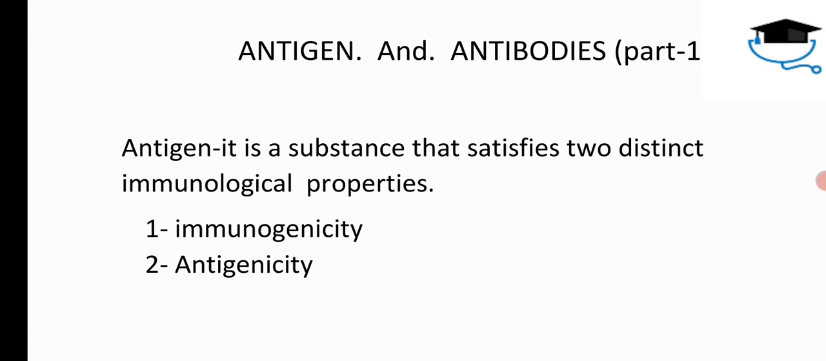Antigen and antibodies. This is the part 1 video, and in this part we will cover the antigen only. So, what is the antigen? Antigen is a substance that satisfies two distinct immunological properties. First is immunogenicity, second is antigenicity.